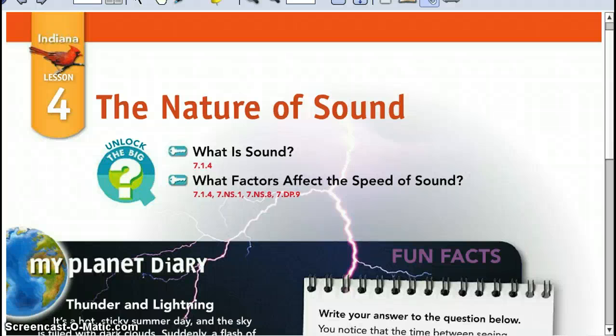Chapter 6, Section 4, The Nature of Sound. The two main questions: what is sound? What factors affect the speed of sound?